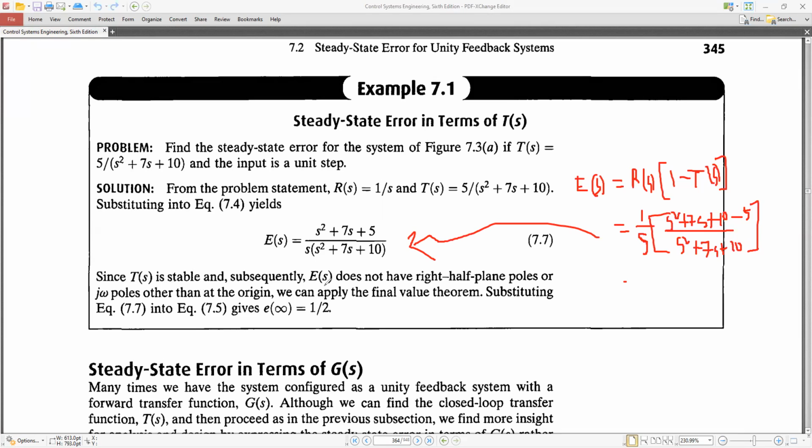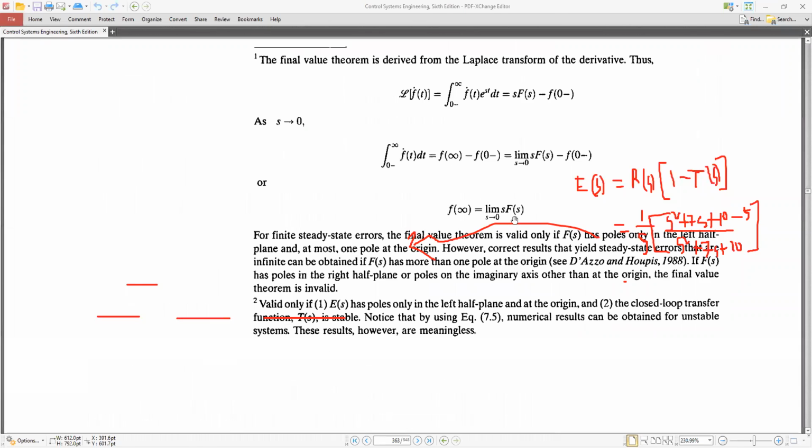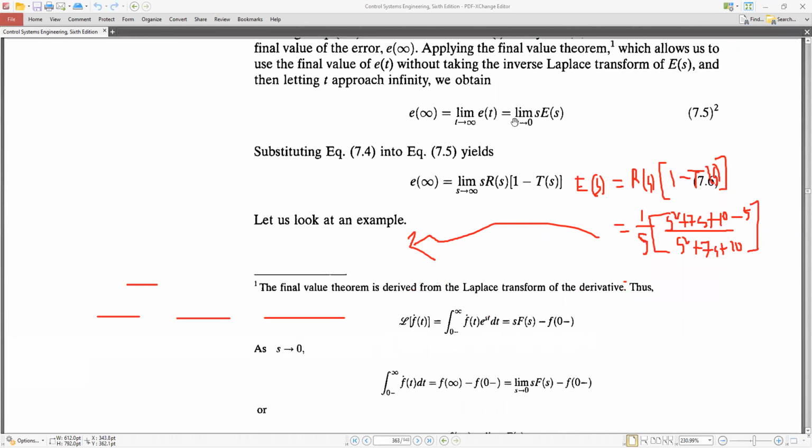Since T(s) is stable, and subsequently E(s) does not have right half plane poles or j omega poles other than that, we can apply the final value theorem. Substituting equation 7.7 into equation 7.5 gives just this one. Put this one into 7.5. So which one is the 7.5? So this one: limit s tends to 0 of sE(s).